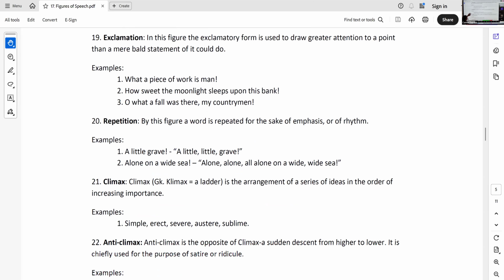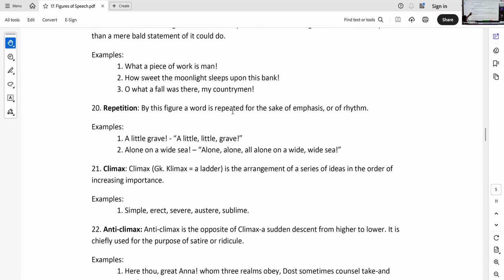Repetition. Repetition is very easy if you have the right example. Now look at the second one. Alone on a wide sea. Alone, alone, all alone on a wide, wide sea. Repetition is for emphasis. Repetition is also to add rhythm. How many of you read the poem Highwayman? No. Highwayman is about a robber who comes on the highway. He comes riding on a horse. Beautiful description describing the highwayman.